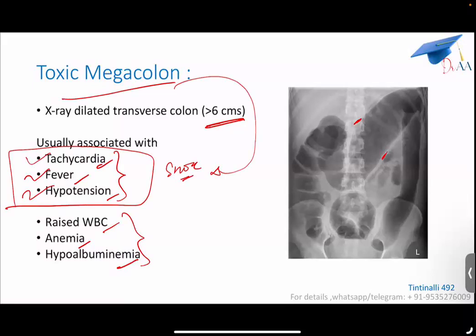And when you get an X-ray done, this whole thing I'm drawing here is the transverse colon. The transverse colon diameter will be more than 6 centimeters, what you need to remember for exam.